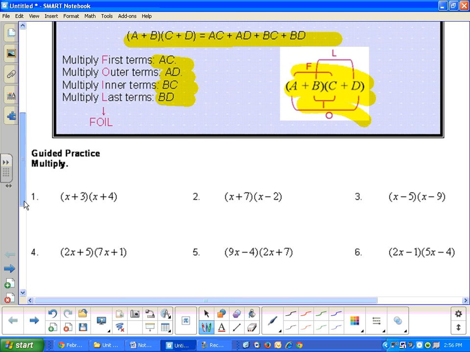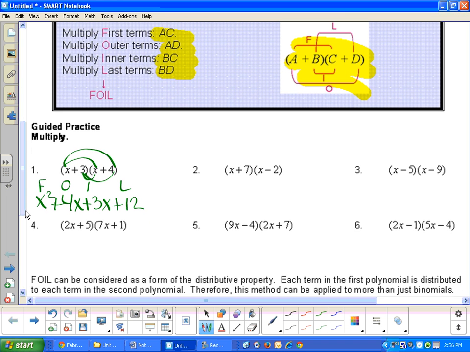In this first example, I'm going to do this both ways. There's another way we can do this instead of the FOIL method. If I do use the FOIL method, the first two are going to be x squared. Outer two, it's going to be 4 times x. The inner two, it's going to be 3x. And the last two, it's going to be 12. You write out the letters, it's helpful so you don't forget one of your terms. And you can combine the 4x and the 3x, and we have x squared plus 7x plus 12.